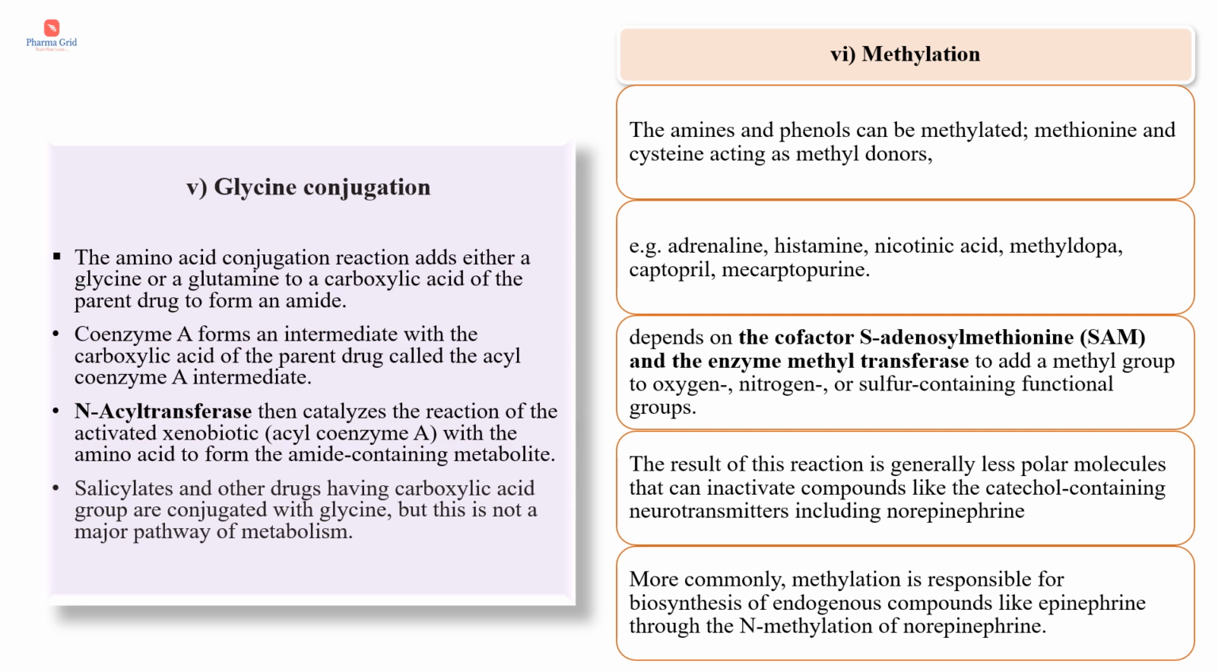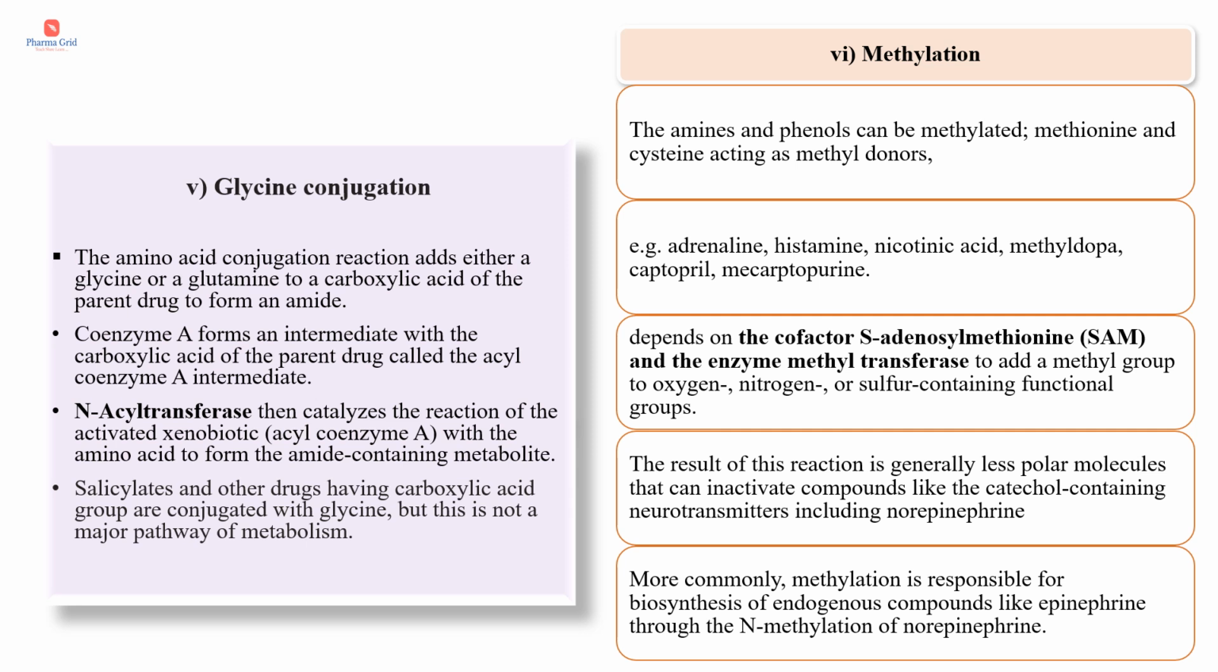The next phase 2 reaction is glycine conjugation. The amino acid conjugation reaction adds either a glycine or a glutamine to a carboxylic acid of the parent drug to form an amide. Coenzyme A forms an intermediate with the carboxylic acid of the parent drug called the acyl coenzyme A intermediate. N-acyl transferase then catalyzes the reaction of the activated xenobiotic, which is the acyl coenzyme A, with the amino acid to form the amide containing metabolite. Salicylates and other drugs having carboxylic acid group are conjugated with the glycine, but this is not a major pathway of metabolism.